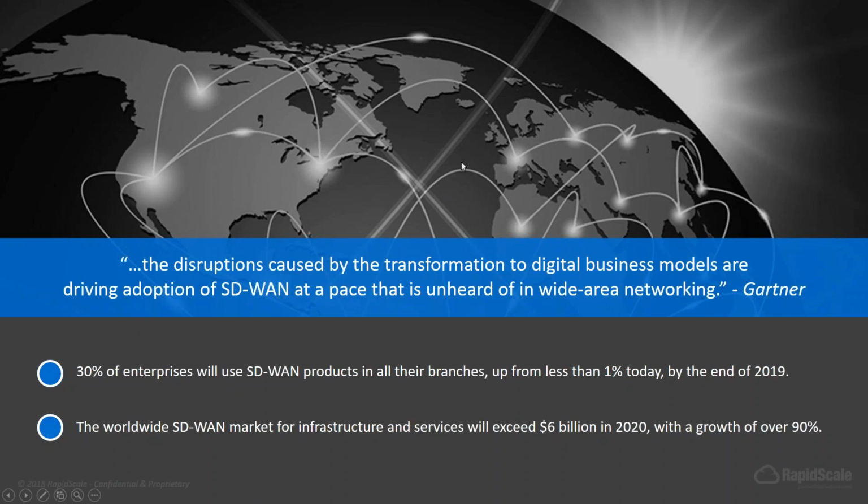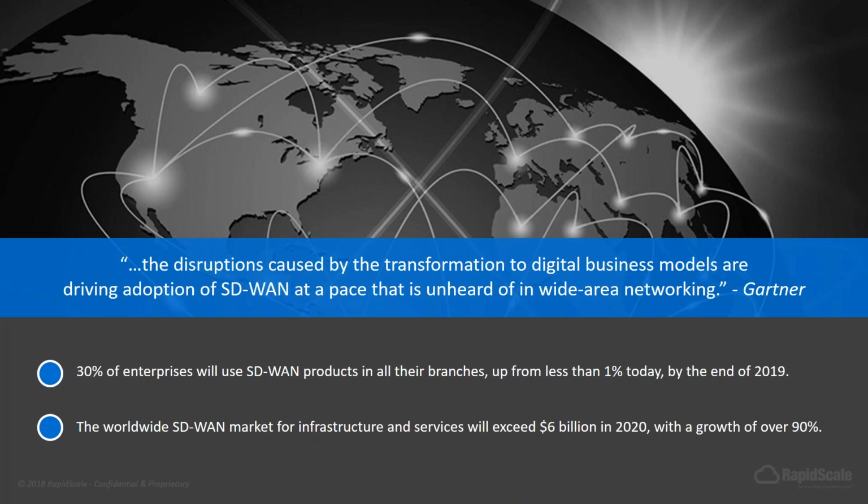So the SD-WAN is taking advantage of that disruption, right? The disruptions caused by the transformation of digital business models are driving adoption of SD-WAN at a pace that is unheard of. That's a Gartner stat, and what does that actually mean?